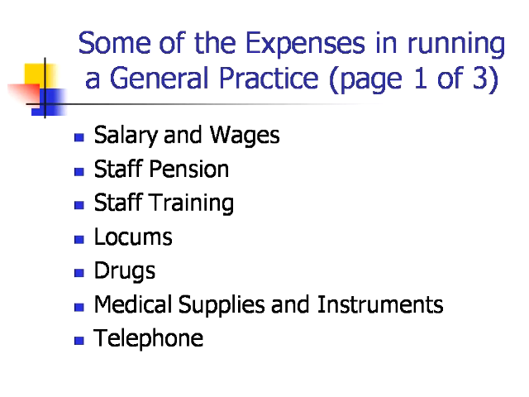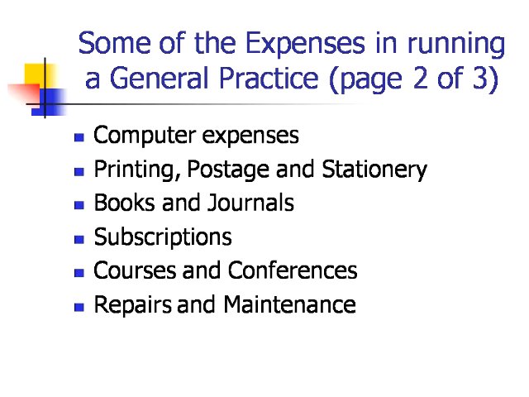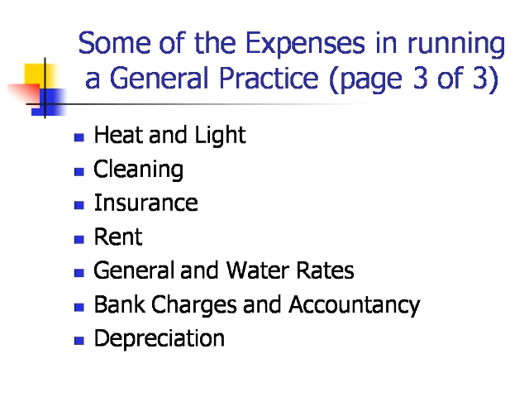I now want you to list some of the expenses in running a general practice. So some of the expenses in running a general practice include salary and wages, staff pension, staff training, the cost of locums, the cost of drugs, medical supplies and instruments, telephone costs, computer expenses, printing, postage and stationery, the costs of books and journals, subscriptions, courses and conferences, repairs and maintenance, also the costs of heat and light, costs of cleaning, insurance, rent, general and water rates, bank charges and accountancy charges, and depreciation.